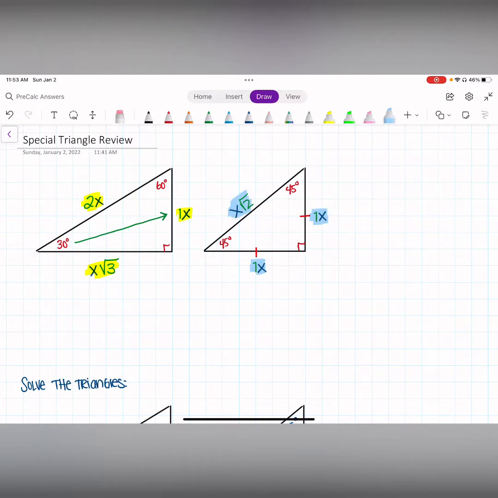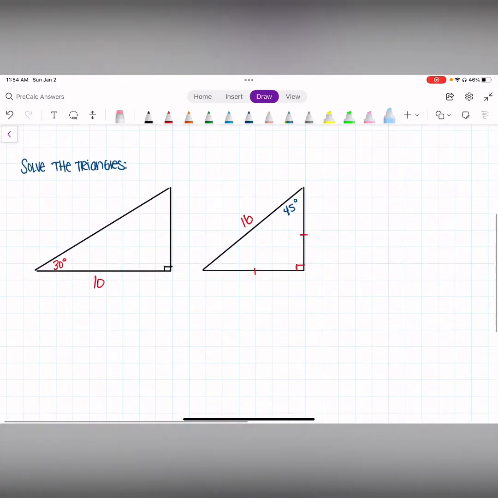So those are really good triangles to, I would say, memorize or just be able to come up with pretty quickly on your own. So let's do a quick typical problem we might see for these special right triangles. I've got a 30, 60, 90 and a 45, 45, 90, both with one side given, and they ask us to solve the triangle, which means find all the other sides and angles.